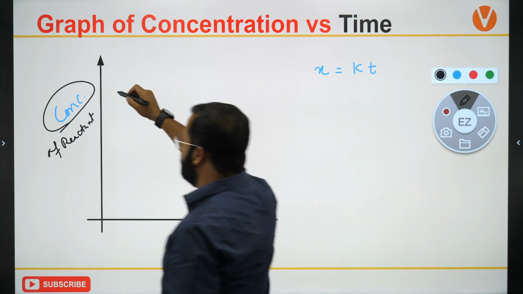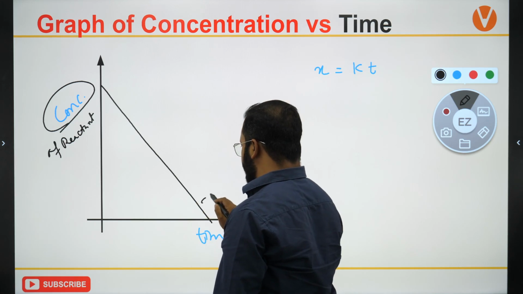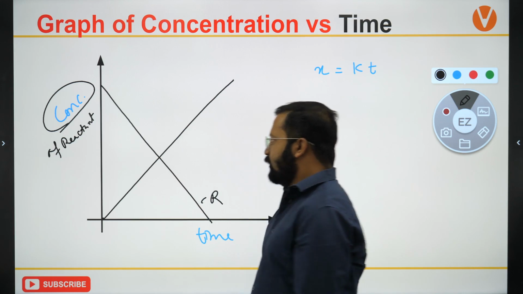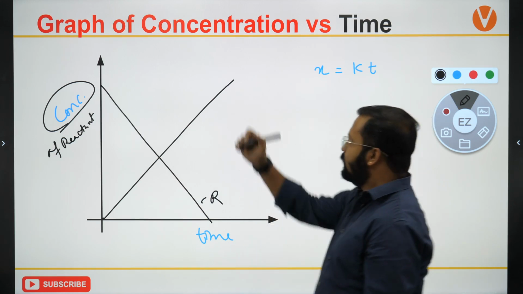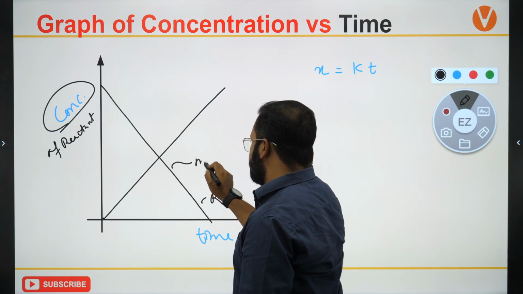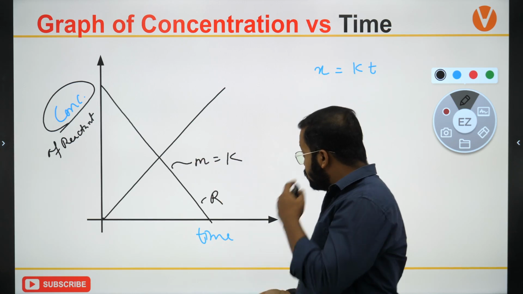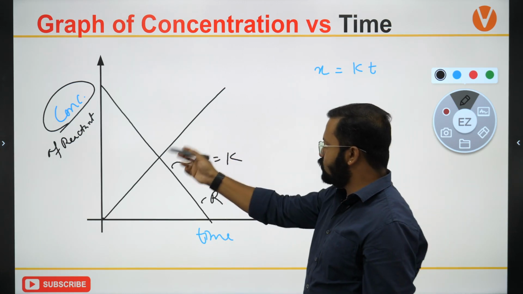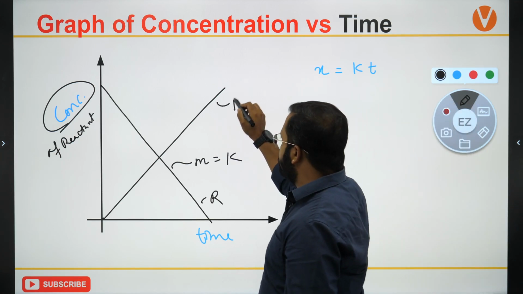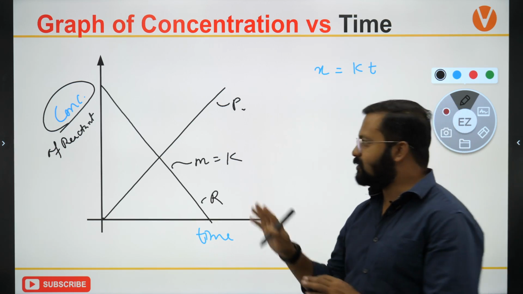For reactant, if we draw it, how will we draw it? Like this. This will be for reactant. For product it will be like this. What will be the slope of this line? K. Negative slope will be K, and this slope will be K. So this is for products and this is for reactants. Clear? I hope this is understood.